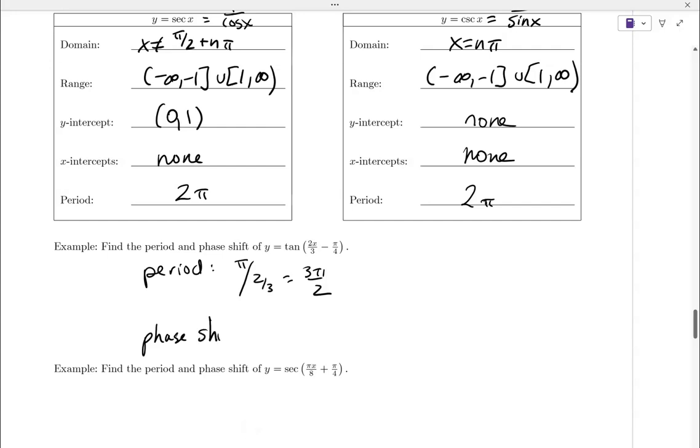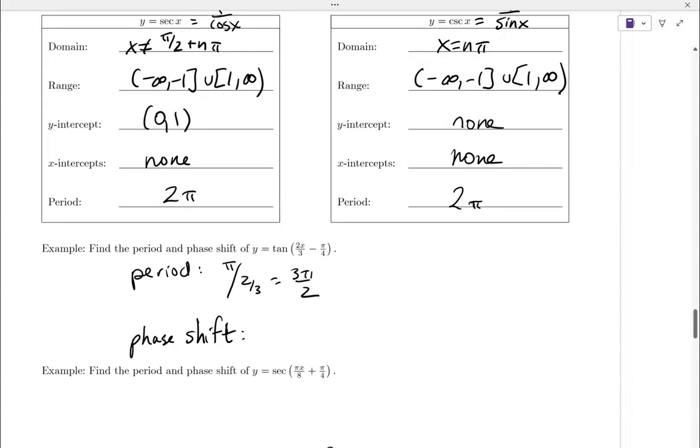How did we find the phase shift? What did we do? Yeah, set the inside equal to 0 and solve for x, right? We're going to do the exact same thing here. Set it equal to 0 and solve. So we'll multiply by 3/2 on both sides, and so we'll get x is equal to 3 pi over 8.